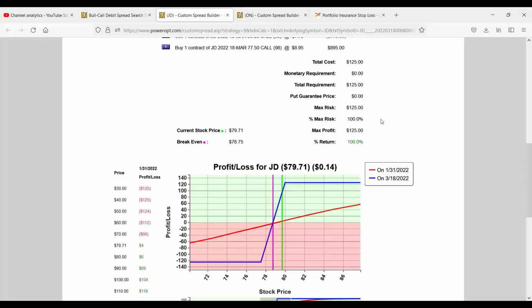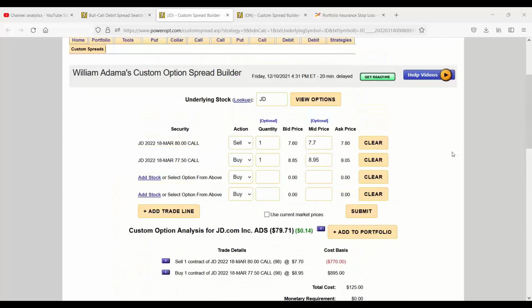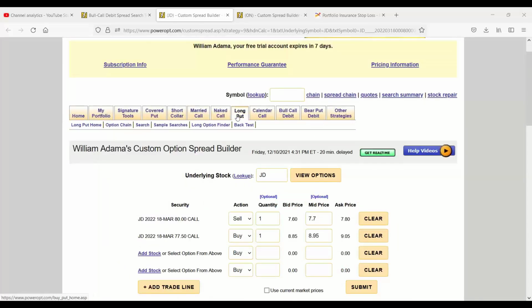Now, while we're here, let me go to Pavol first, then we'll go to Lisa and Robert, and then we'll get to Jor. So Pavol says, you mentioned before that spread trading... Okay, I'll go back to Bull Call Debit real quick and we'll go into the search.